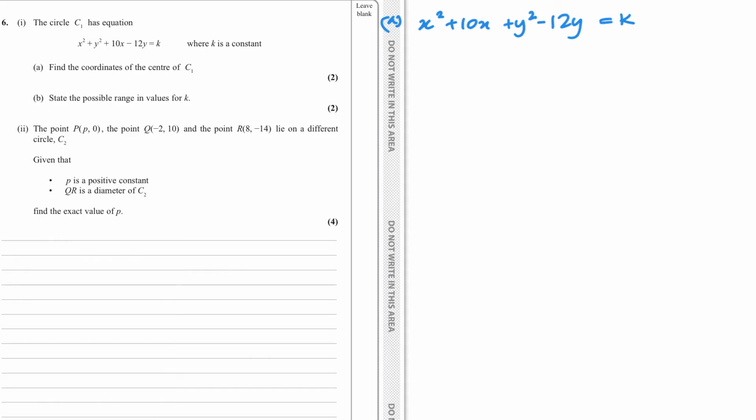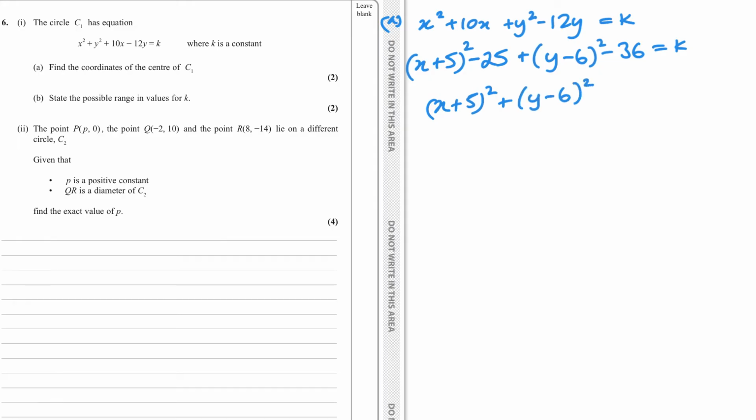Okay, so to find the centre of the circle, what I need to do is complete the square for the x and for the y. So this is going to give me x plus 5 squared minus 25, as I need to subtract 5 squared, plus y minus 6 squared minus 36 equals k. So x plus 5 squared plus y minus 6 squared equals 61 plus k.